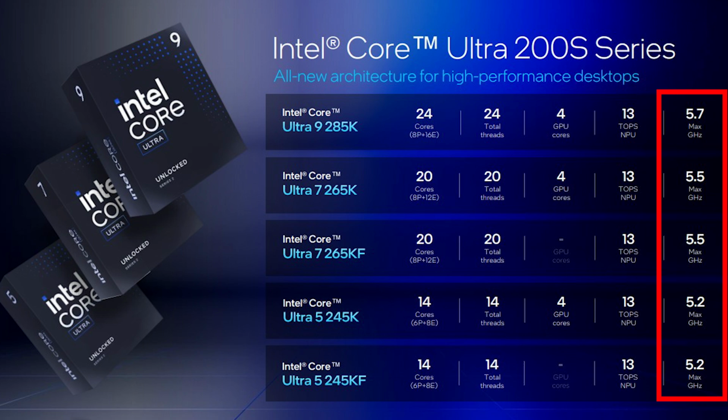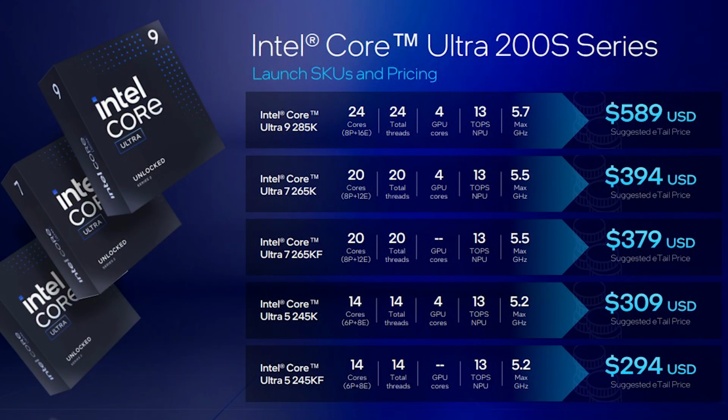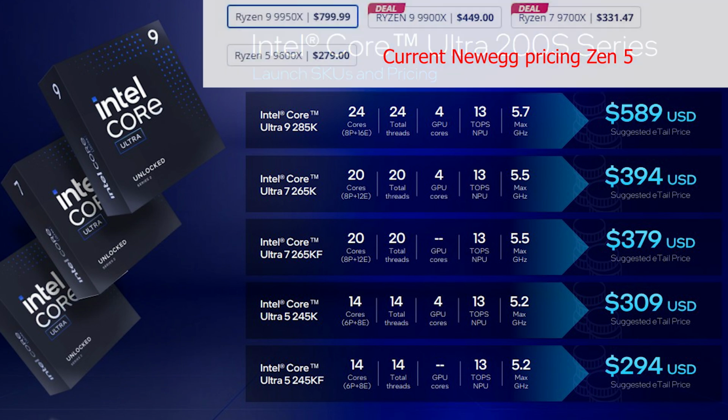Now, the most important aspect here, probably for a lot of you, is the pricing. Now, it's reasonably aggressive, I think. I had a quick look this morning on Newegg, and I found, I think it was the Ryzen 9 9950X, and that was retailing for well over $600. Intel here claiming that the flagship Core Ultra 9 285K, the flagship with 24 cores, is going to retail for $589.